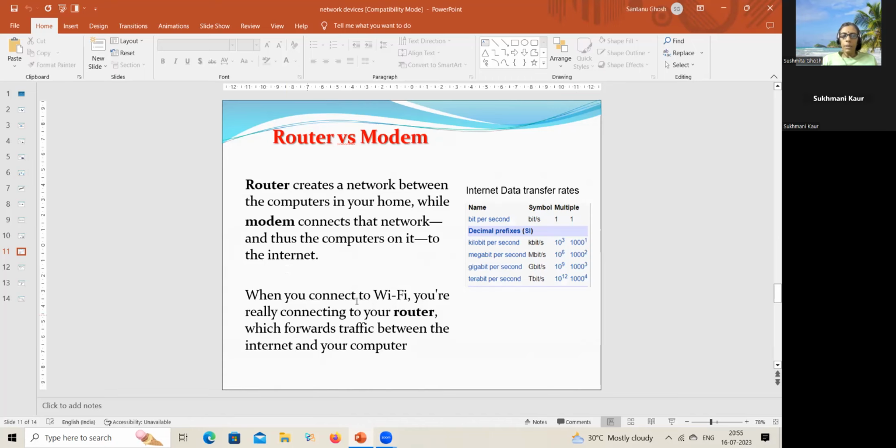Fine. When you connect Wi-Fi, you are really connecting to your router, which forwards the traffic between the internet and your computer. The thing which we do at home, we really don't have any external modem showing up. Directly router is taking care of it. Wi-Fi routers are taking care of it in the network. Okay.